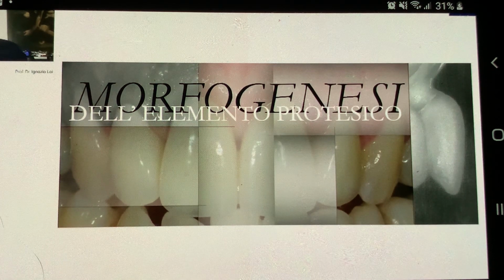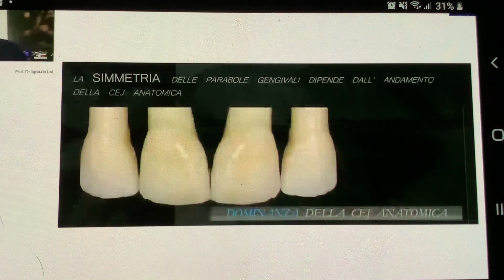So when we create the morphogenesis of the prosthetic element, we need to understand and develop a series of concepts to understand where we started from, to then create all of this. One of the important things, I think, well, must be clear, actually, before continuing with the technique, is understanding what an anatomical dominance is, what then I call, as a consequence, the prosthetic dominance.